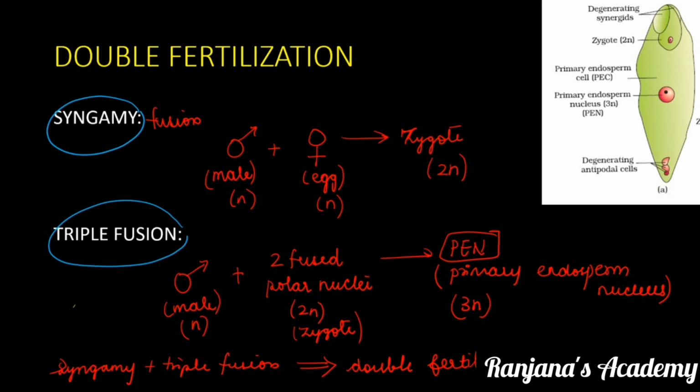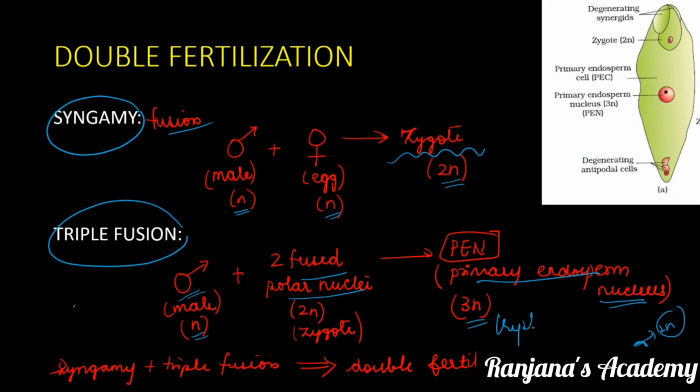What is syngamy? In other words, it is called fusion. What happens here? A male gamete and a female gamete fuse, and both are in haploid state. We get a zygote which is in diploid state. Now, what is triple fusion? One male gamete fuses with two fused polar nuclei to give the PEN, or primary endosperm nucleus, and this is triploid in nature. So syngamy along with triple fusion is said to be double fertilization.